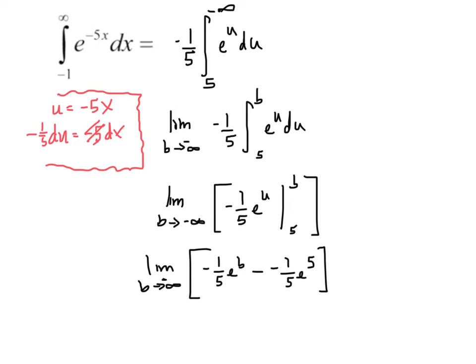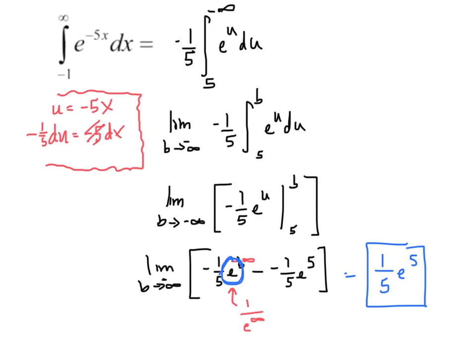If I plug in negative infinity here, let's do that. E to the infinity, of course, is infinity, but e to the negative infinity is like 1 over e to the infinity. That's getting closer and closer to 0. So we end up with just 1/5 e to the 5th. So sometimes the limits are a little tricky. You need to think about them a little bit. But most of the time they're not too bad.